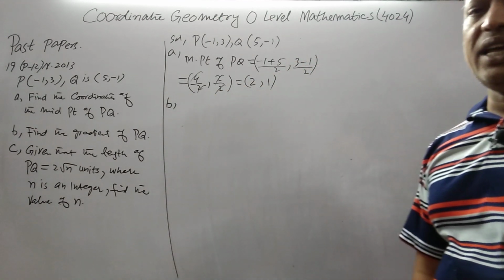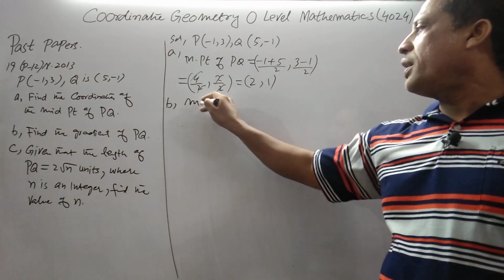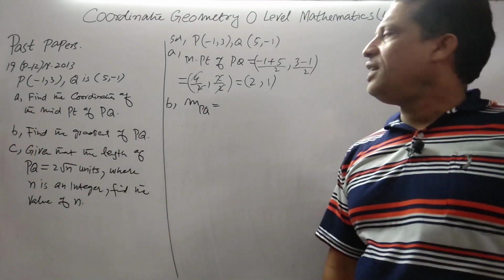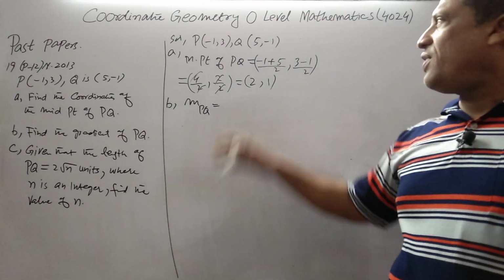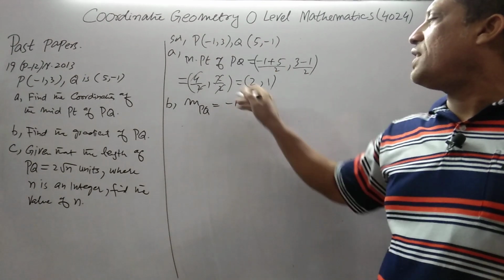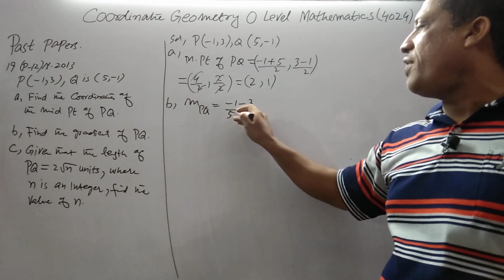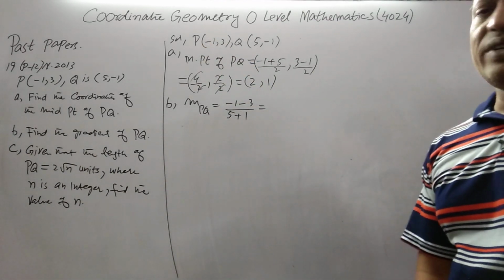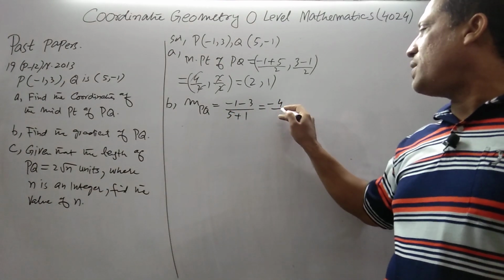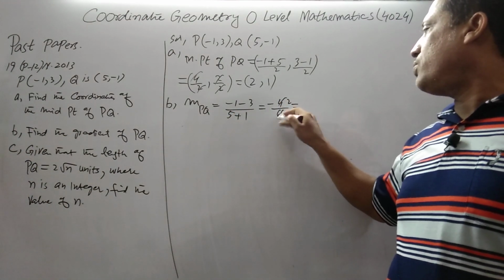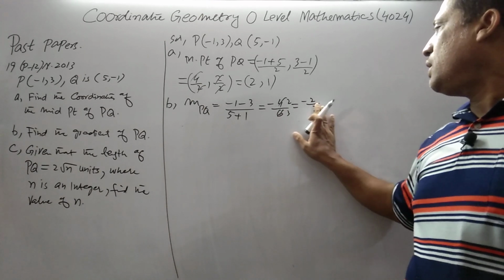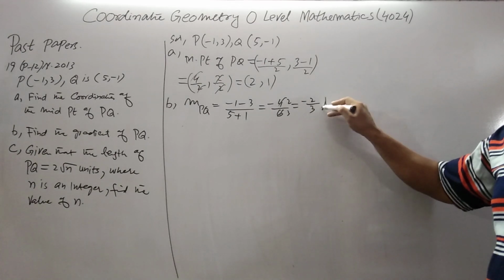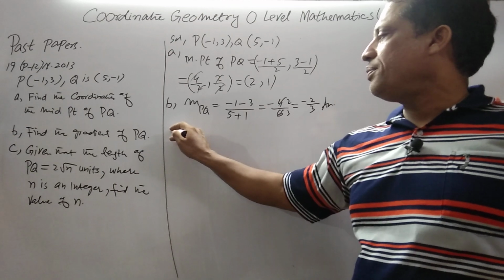Part B, find the gradient of PQ. Gradient is represented by small m. What is the formula of the gradient? The formula of the gradient is y2 minus y1, y2 is minus 1, y1 is 3, over x2 is 5 minus x1 is minus 1. Therefore, this is minus minus plus 1. Minus 1 minus 3 is minus 4, 5 plus 1 is 6. 2 2s are 4, 2 3s are 6. The answer is minus 2 over 3. This is the gradient of the line PQ.